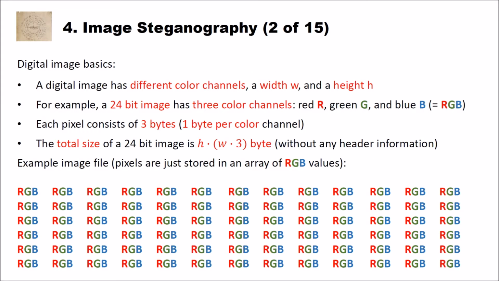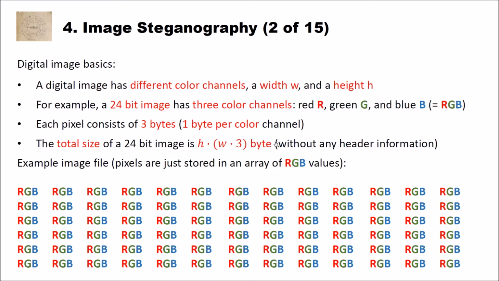Before I start showing you both methods, I want to give you an introduction to digital images. A digital image has different color channels, a width W and a height H. For example, a 24-bit image has three color channels: a red channel R, a green channel G, and a blue channel B. This is an RGB image. Each pixel consists of 3 bytes, 1 byte per color channel. The total size of a 24-bit image is H multiplied by the width multiplied by 3 for each channel, and then you get the size in bytes.